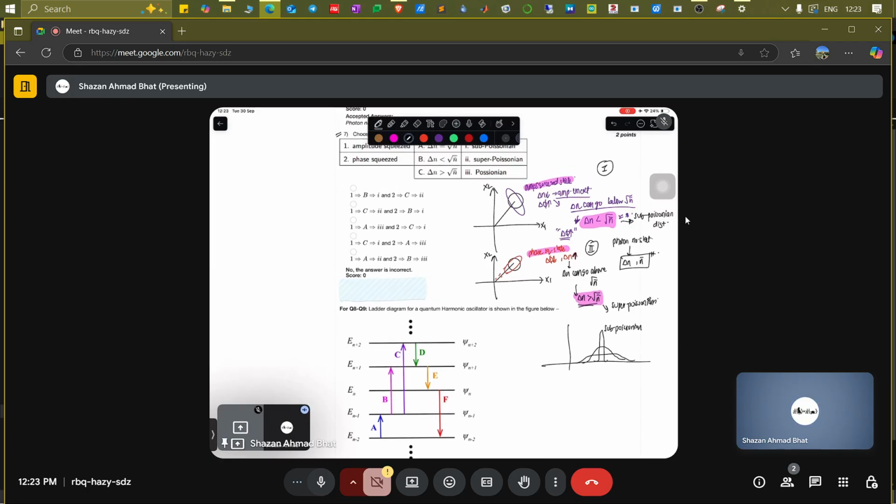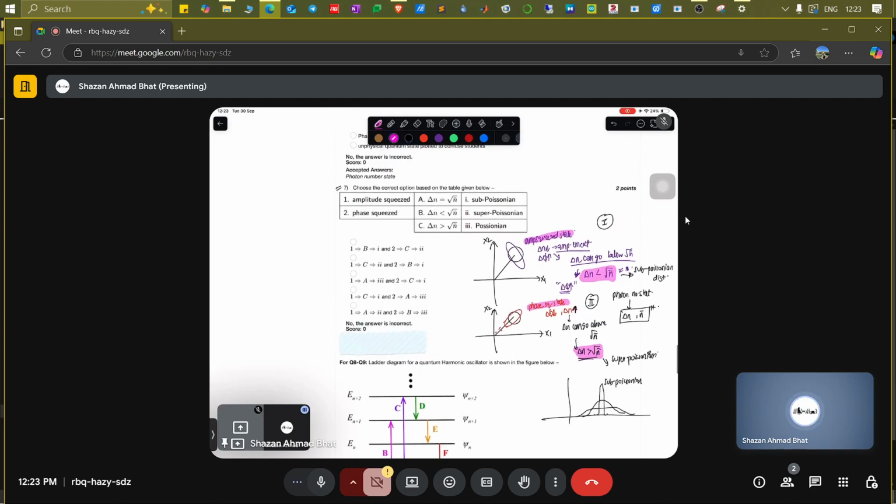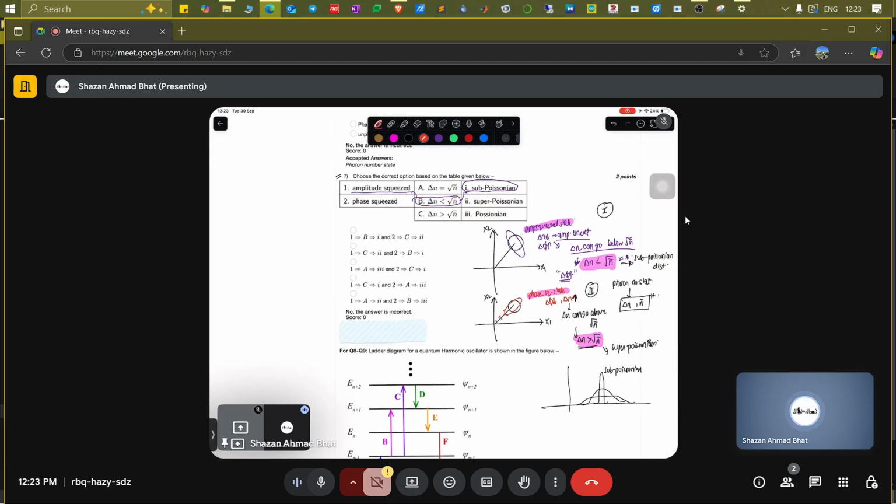And that means if you have amplitude squeezed, delta n can become less than the square root of n. That means it can go into a sub-Poissonian distribution. Similarly, for the phase squeezed, your delta n can become greater than that, and it goes into a super-Poissonian distribution.